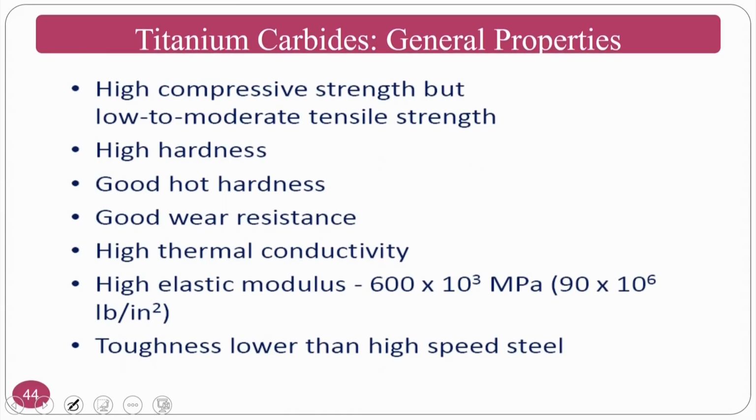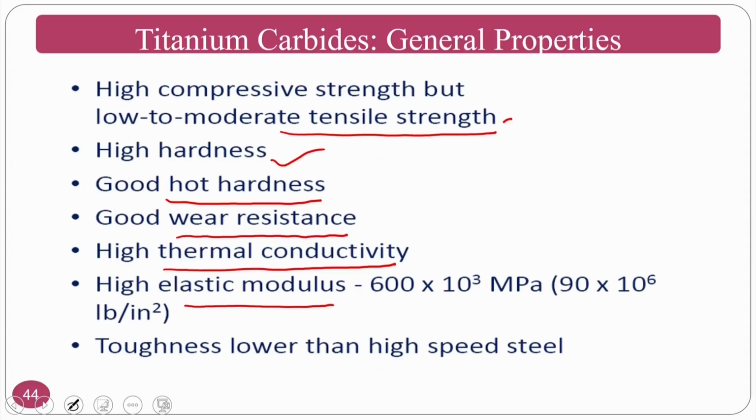Okay. Among the general properties, it has high compressive strength but low to moderate tensile strength. This is the problem, but the compressive strength is very high. So, normally it will be very good. High hardness, and I said at elevated temperatures also it possesses good hardness. So, wear resistance is very good, and it does not wear quickly. High thermal conductivity, so the heat can be conducted easily from the cutting edge to the other parts of the tool. That is the benefit of high conductivity. The elastic modulus is in this range and toughness is lower than high speed steel. As I said, high speed steel will have higher toughness. Okay.